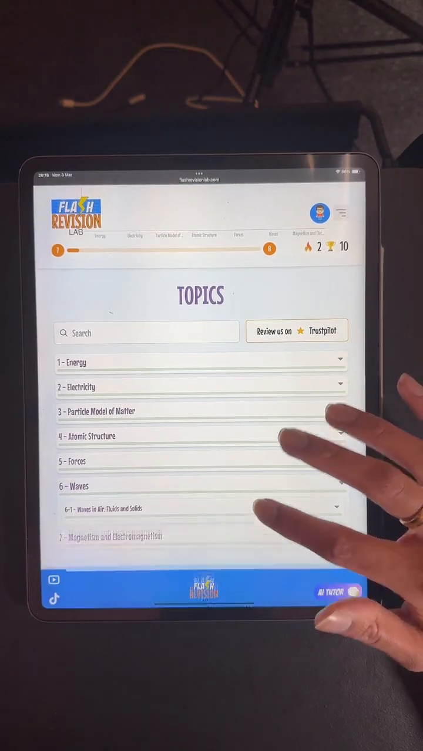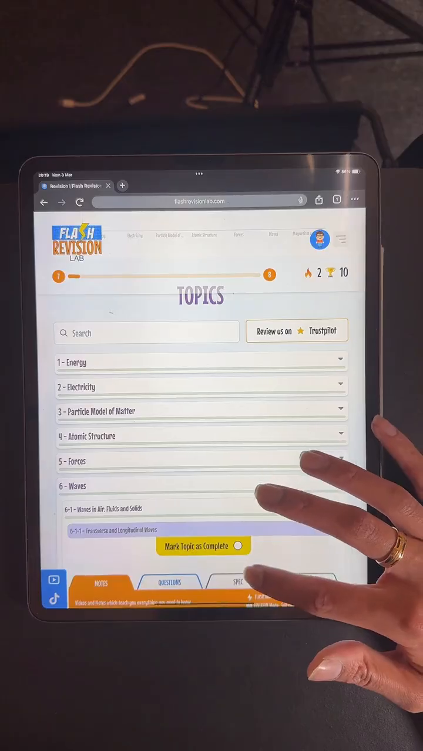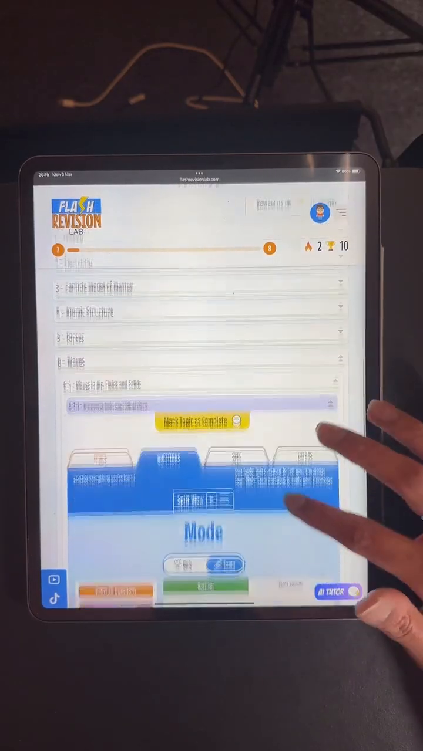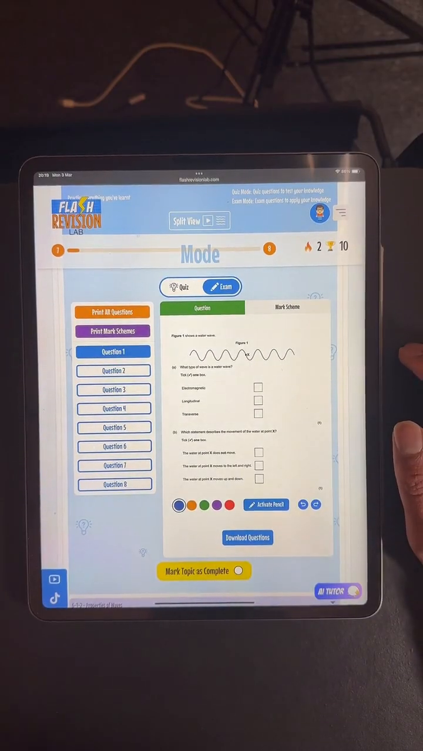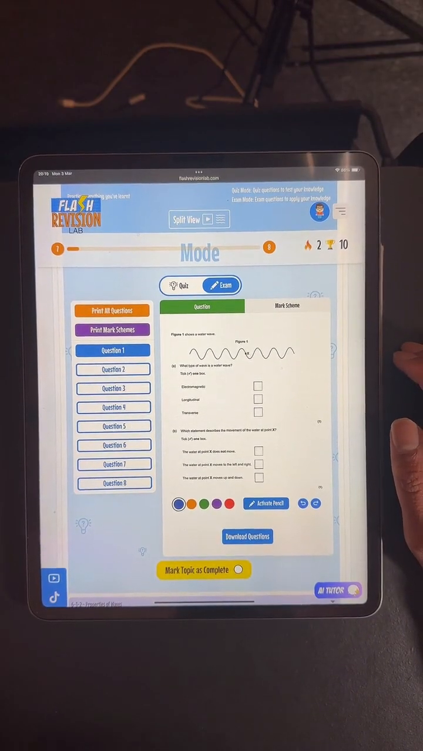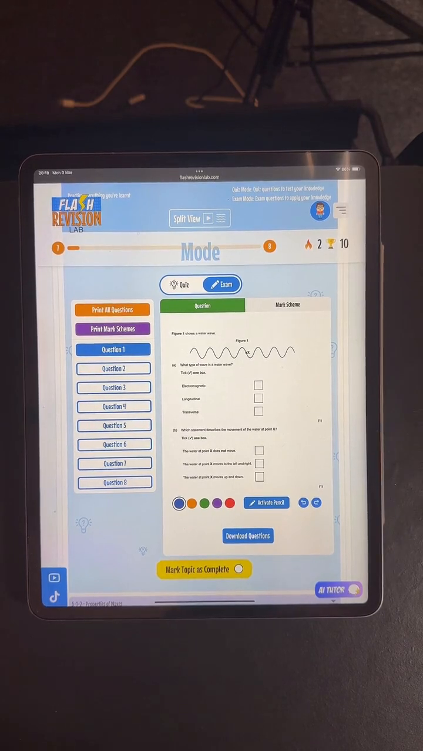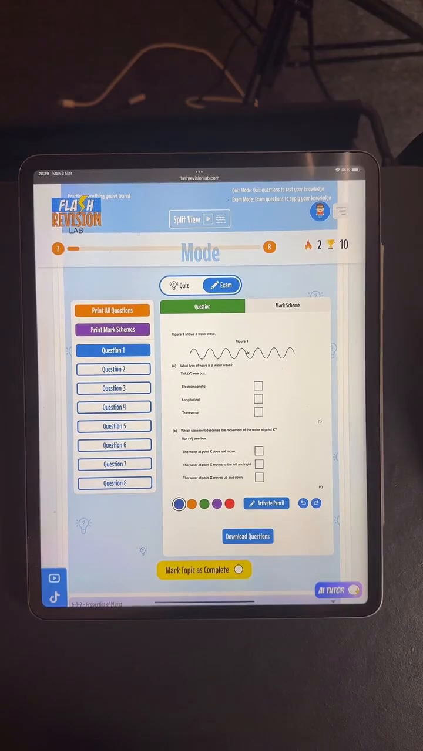Okay, so let's take a look. Transverse and longitudinal waves. So our first question. Figure 1 shows a water wave. What type of wave is a water wave? Tick one of the boxes. So is it electromagnetic, longitudinal, or transverse? Who thinks they know the answer to this one? Any ideas? The different types here.